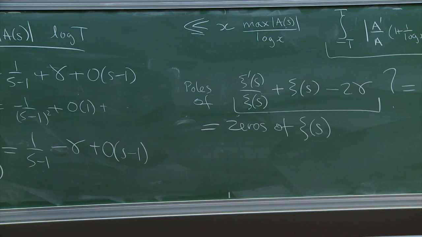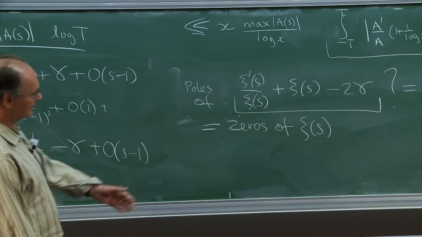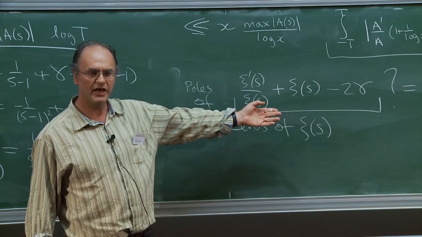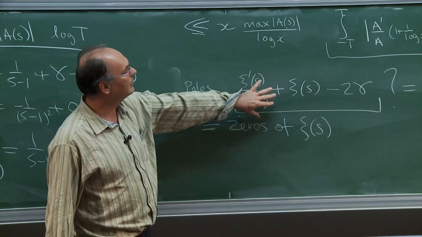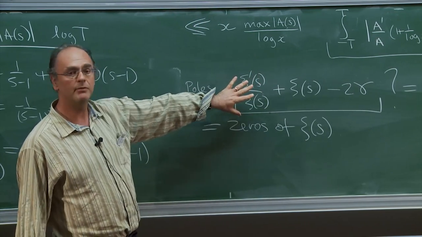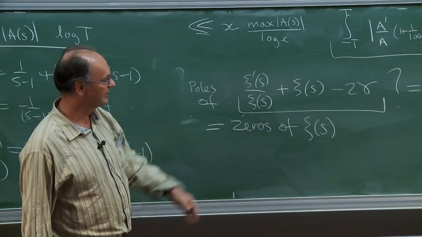So one way to phrase the Riemann hypothesis, instead of looking for zeros of the Riemann zeta function, is to look for poles of this guy. And this is the guy we're going to put into Perron's formula tomorrow. But for today, I just want to finish off by playing with this.